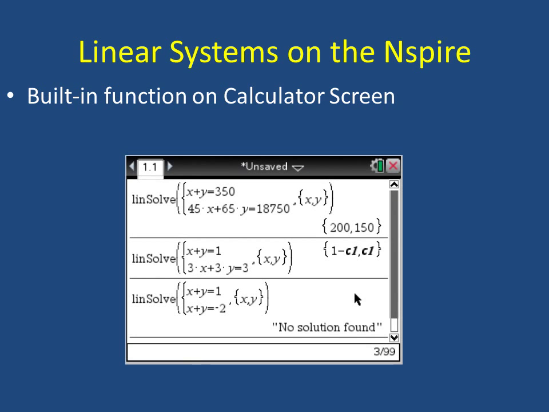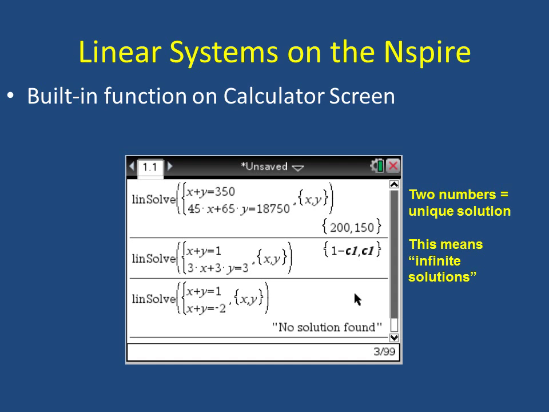Now, if you recall, there's three possible outcomes for any system of linear equations, and it's possible then that you could have three different results from LinSolve, and let's look at how these look so you'll know what to look for. First of all, if you have one unique solution, that means you do have a value of x and a value of y that gives you a solution to both equations. You're going to have two numbers come out in the brackets. That tells you that you do have the unique solution.